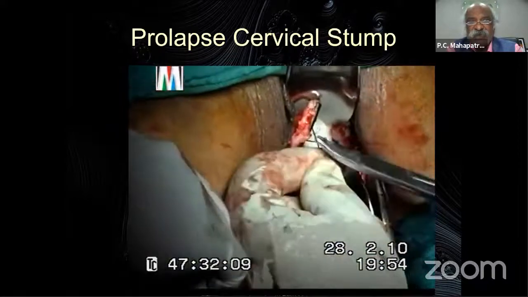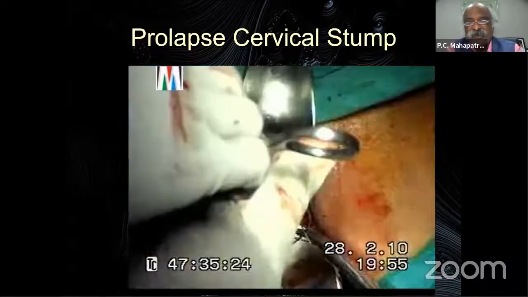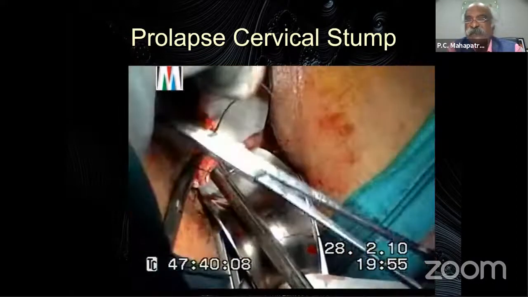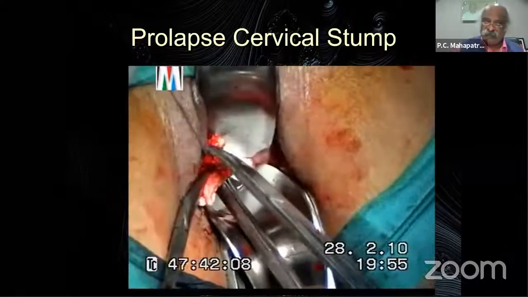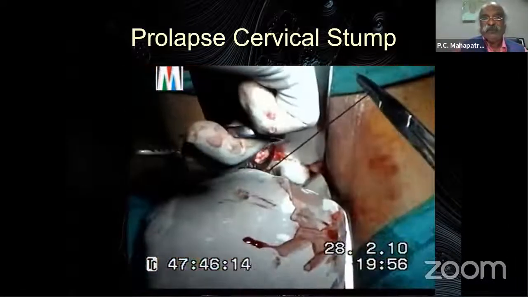I think this is important. Otherwise, again, there will be a recurrence of the prolapse. So this is important. After the bladder repair, you just fix it to the highest point of the vagina and just finish it, and the patient has an uneventful recovery.